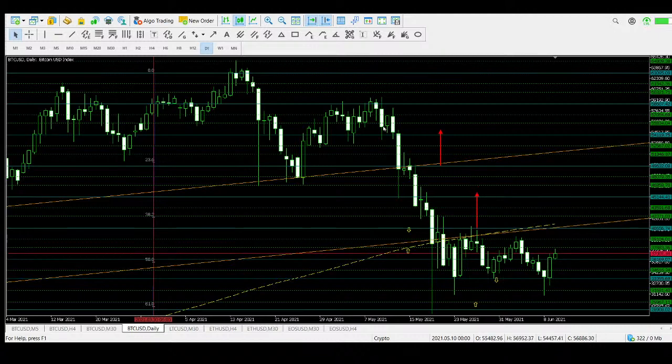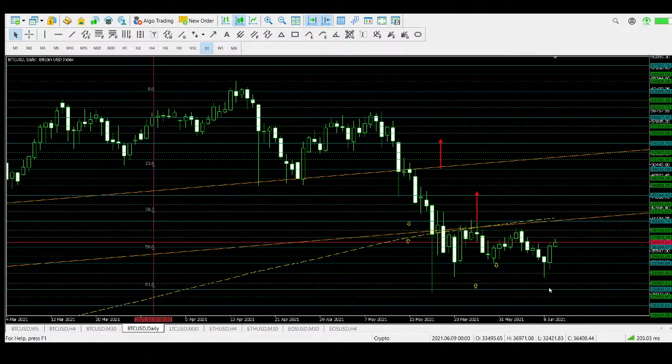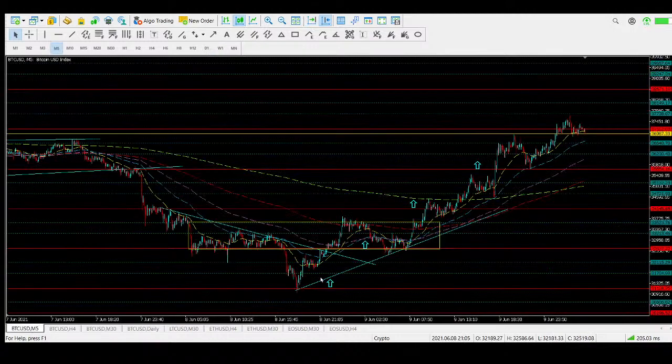Since then I've been analyzing Bitcoin using the same price structure created by the software, all the way from here, and now we're down at this bottom here, trying to break 36,170, which is a critical level that I talked about many times in my previous analysis. So let's get back to the shorter time frame, the 5-minute time frame.